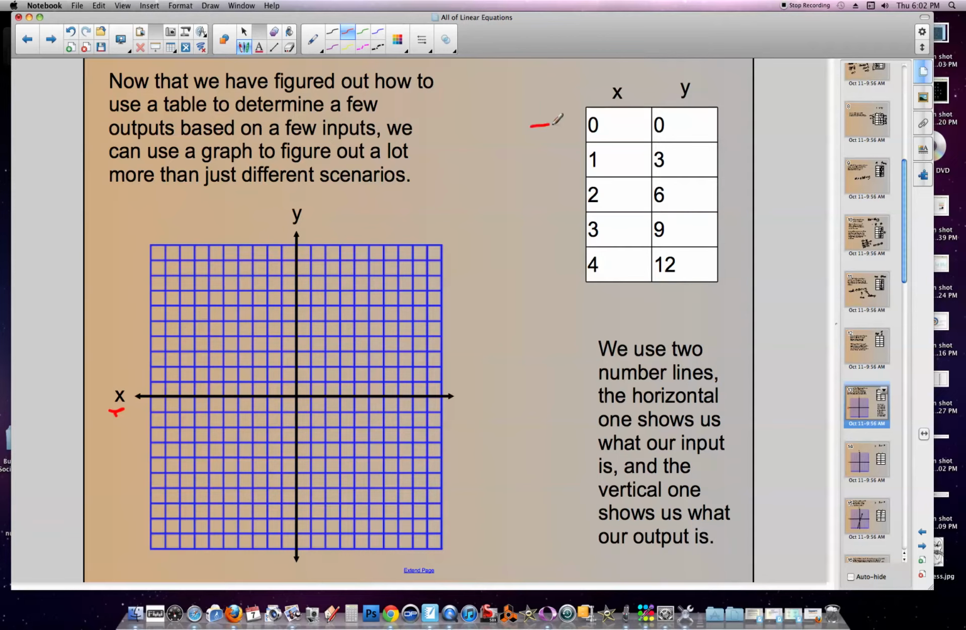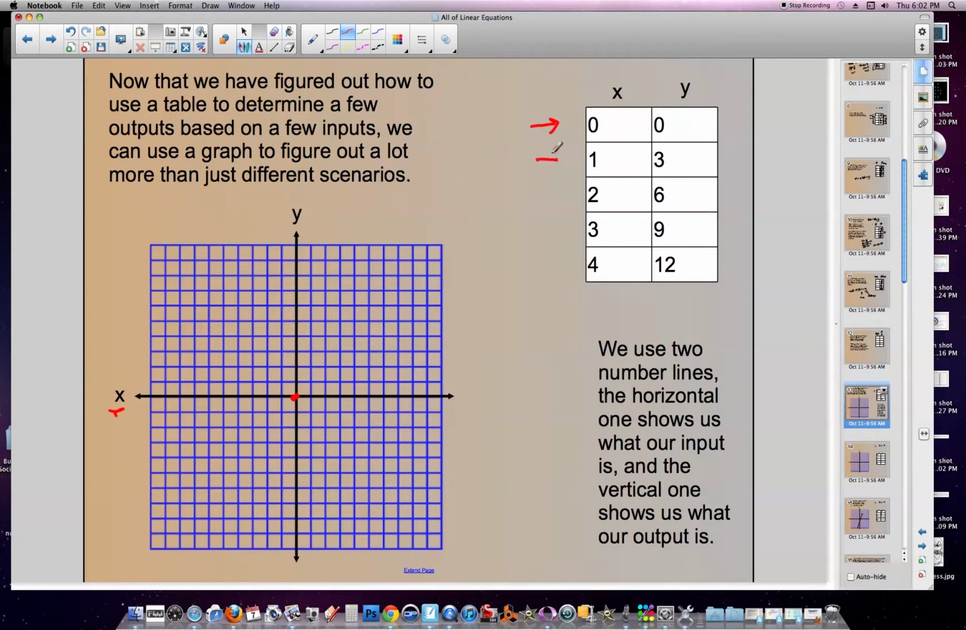So the very first point was if the cyclist didn't travel any time at all. We determined that meant they will have traveled 0 distance. So we're going to put a point here. On our number line, this is 0 left and right. These are the negative numbers. These are the positive numbers. And up and down, this is 0. These are the positive numbers. These are the negative numbers.